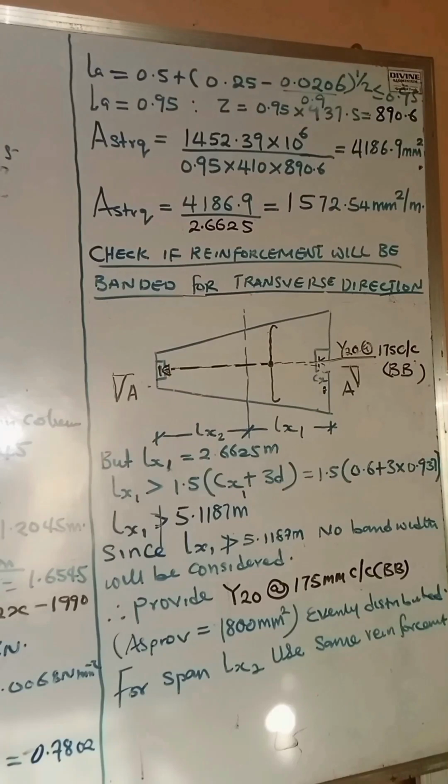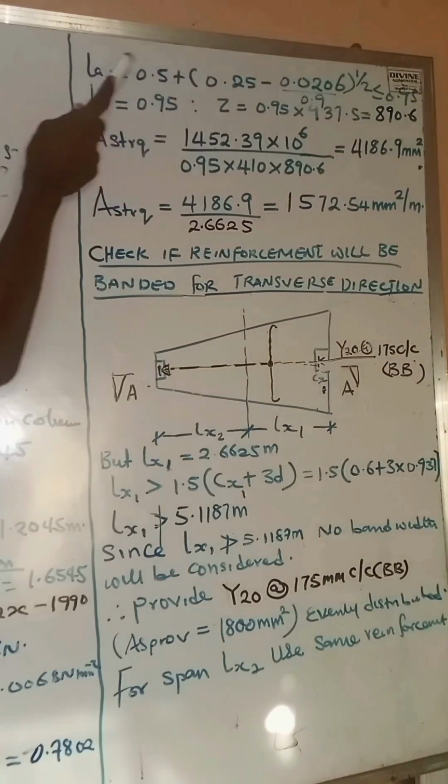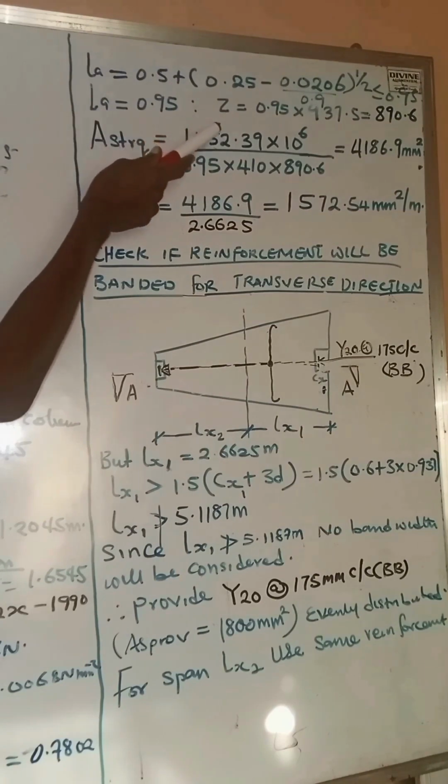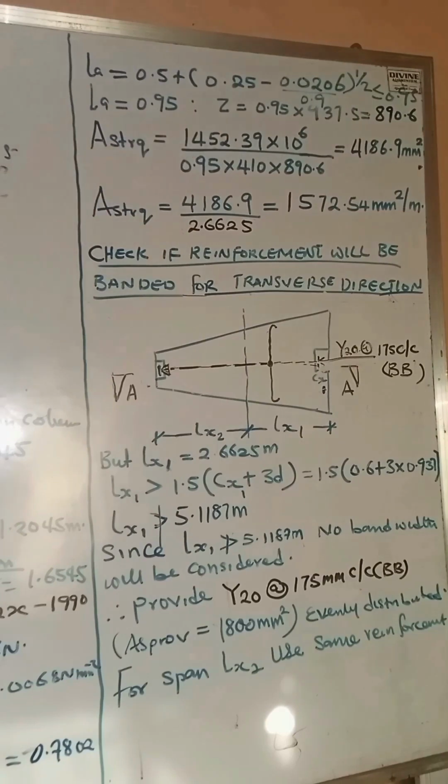All right, so having gotten the moment, let's calculate the area of the section. We have our LA Z to be 0.95937.5. The area of steel required is 1,450 divided by 0.95410, which is the strength of steel. And we'll have the area required to be 4,186.9 mm square. Okay, so I have now gotten the area of steel required.